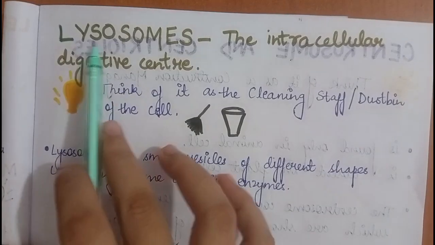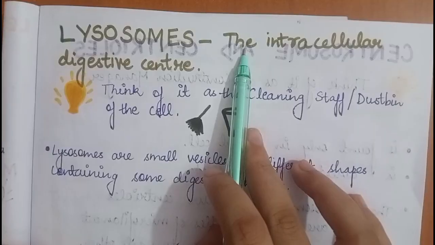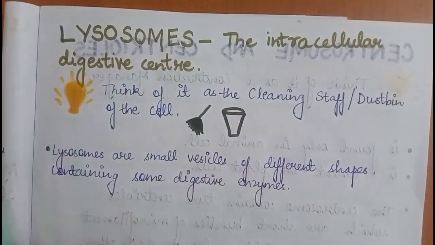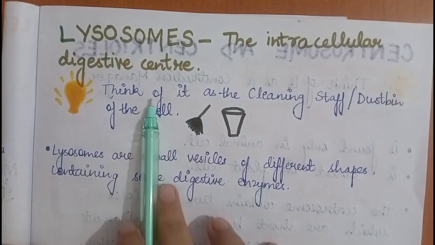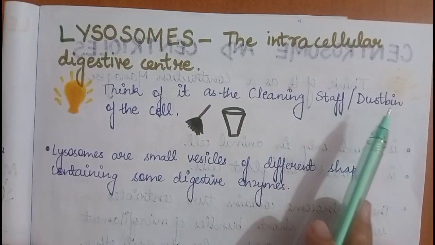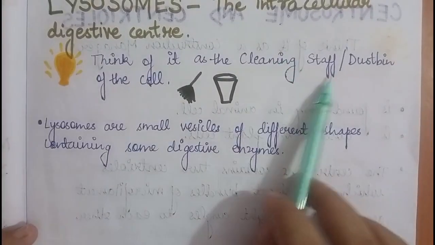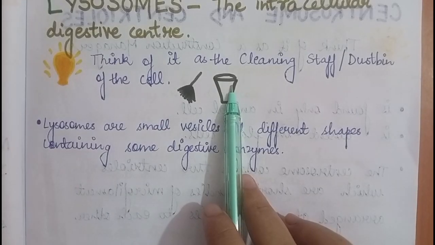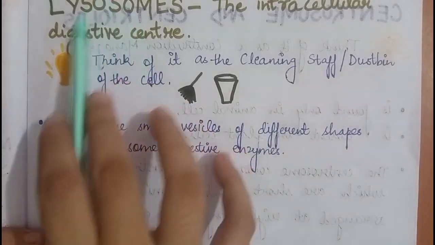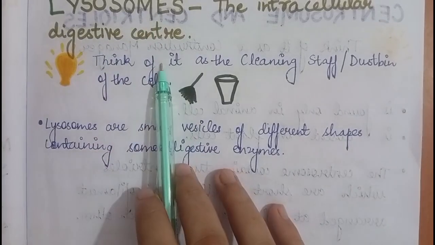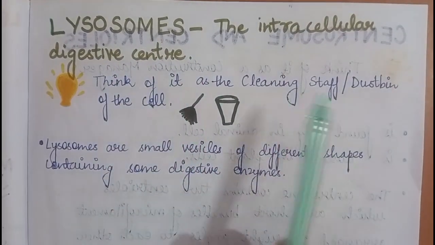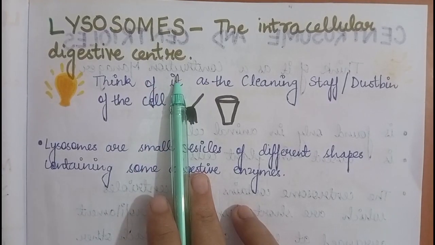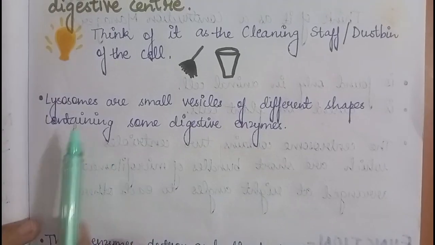Next topic is lysosomes. They are known as the intracellular digestive center. Before understanding that, let's understand what lysosomes actually are. Think of it as the cleaning staff or dustbin of a cell. In a dustbin, we throw our waste material or old items. Similarly, lysosomes are present within a cell to remove the waste materials, or the old or damaged parts. So let's move on.